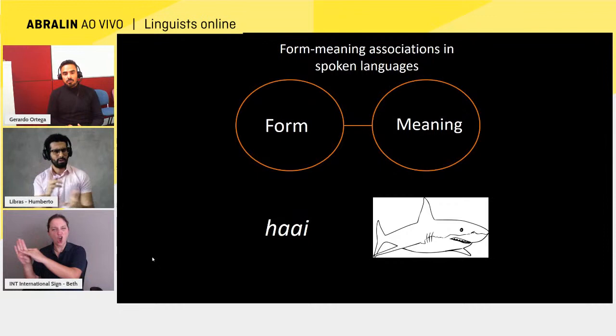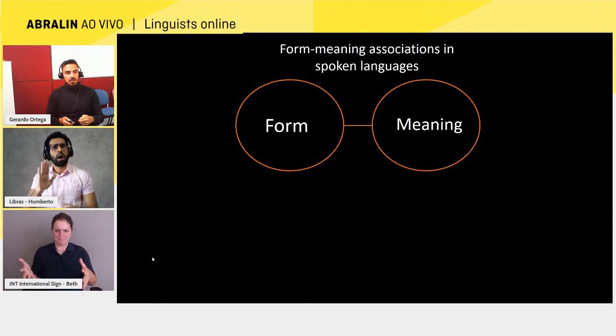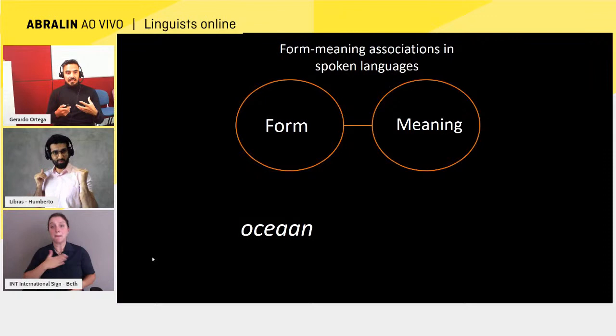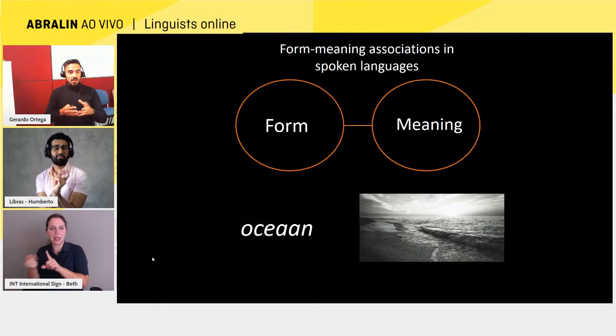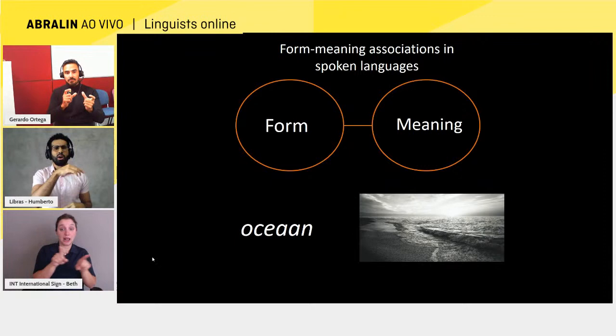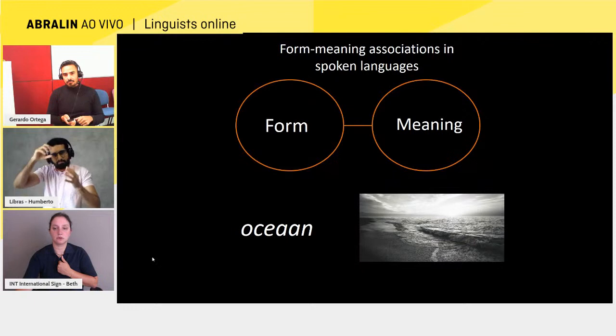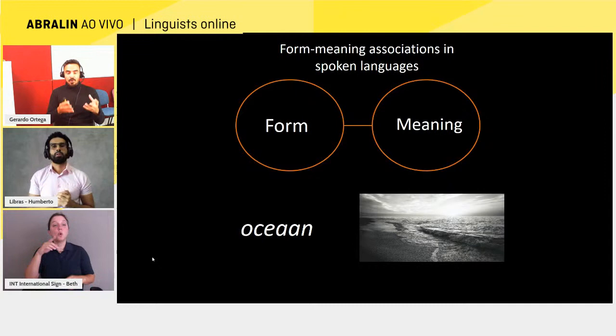But for some words, it would be easier to make these form-meaning mappings. If I come across the Dutch word oceaan, it would be very easy for me to get the meaning, because in my first language, Spanish, we have a word that is very similar to this, and in many other languages as well. So oceaan or ocean. These words are called cognates because they have form and meaning similarities. And research has shown that these types of words facilitate vocabulary learning in the context of second language research. However, all these claims about cognates have been made around spoken languages, right?